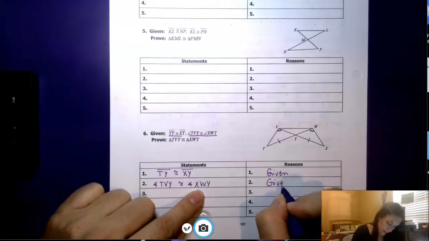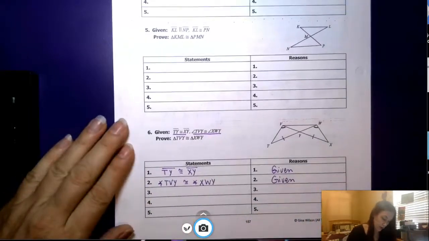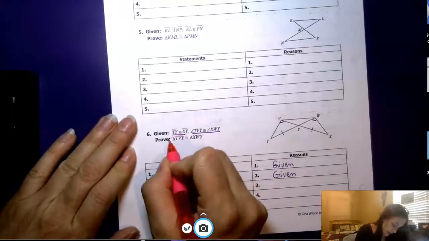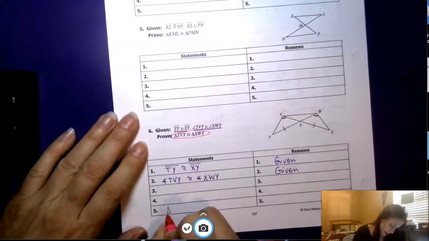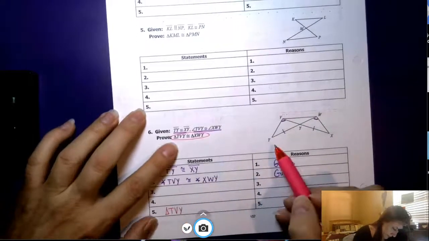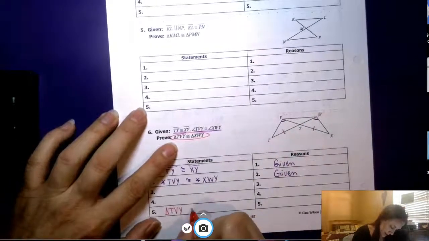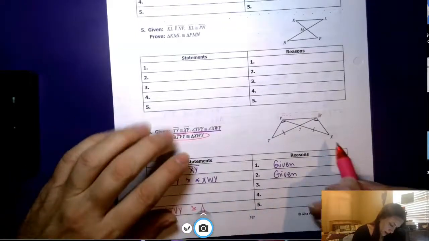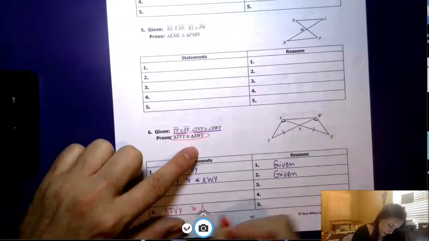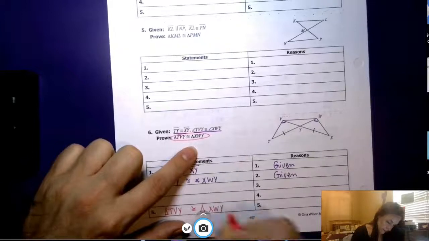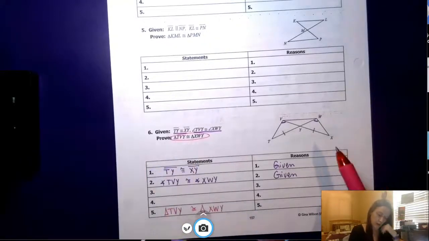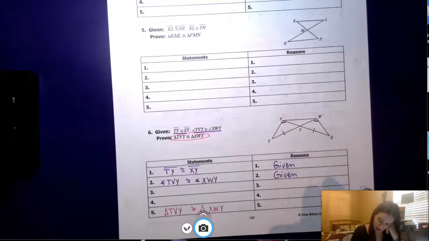This is given. Now I also know that I want to prove this right here. So I'm going to say triangle TVY is congruent to triangle XWY. Well, I have this side, congruent to this side, that angle, congruent to that angle. Do I have any other sides or angles that I know?